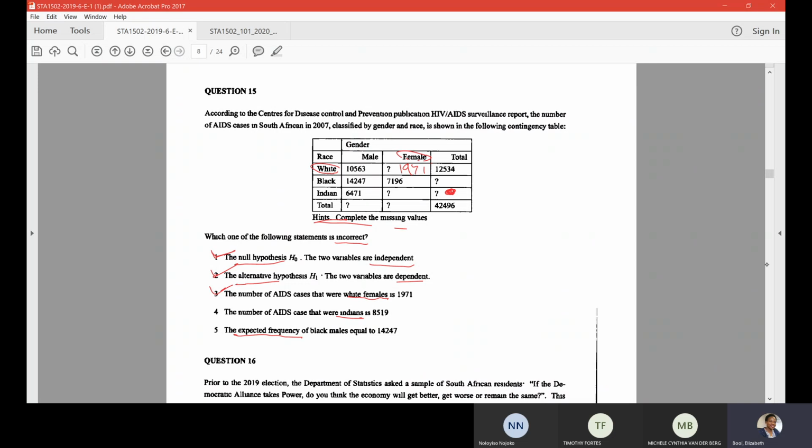So the total of Indians, you need to calculate that total there. The best thing to do is to calculate this one first, because you have that information for males and females, for blacks. So you just say 14,247 plus 7196. Please double check my answer. I get 21443.